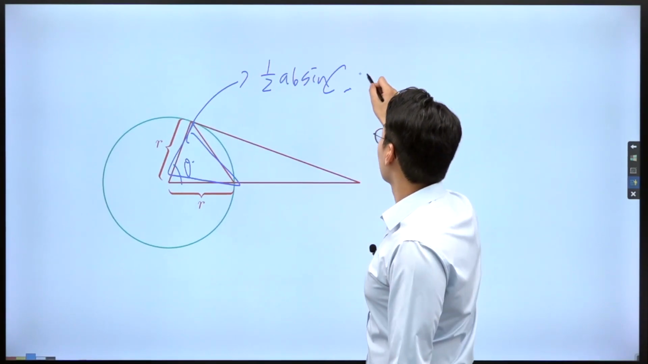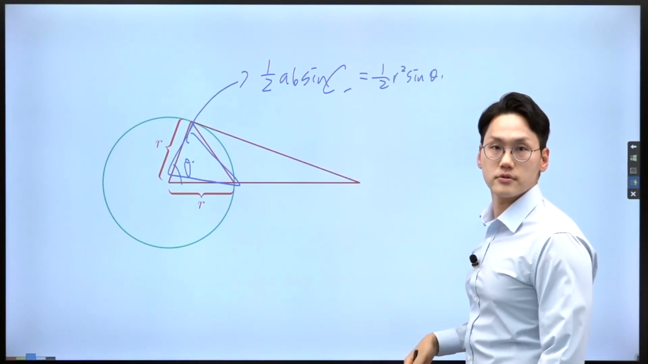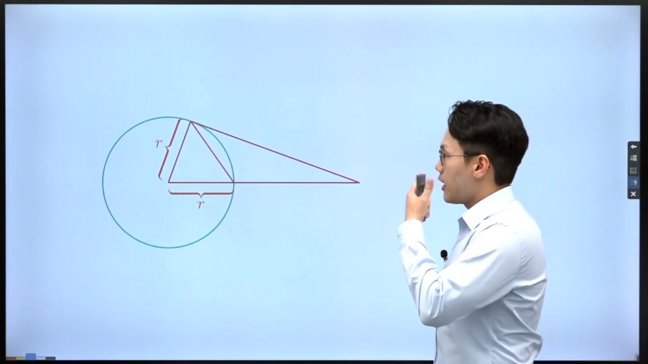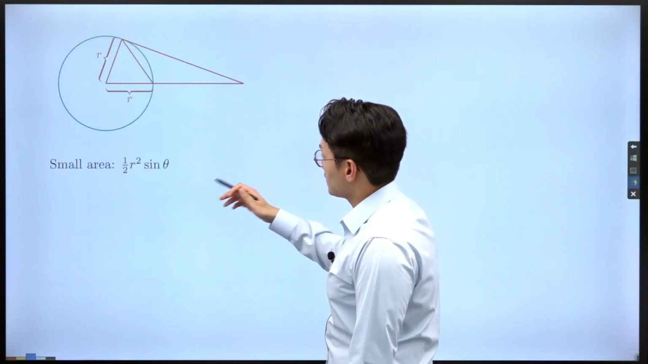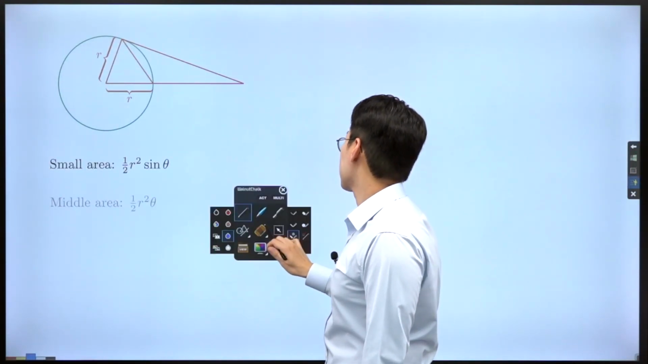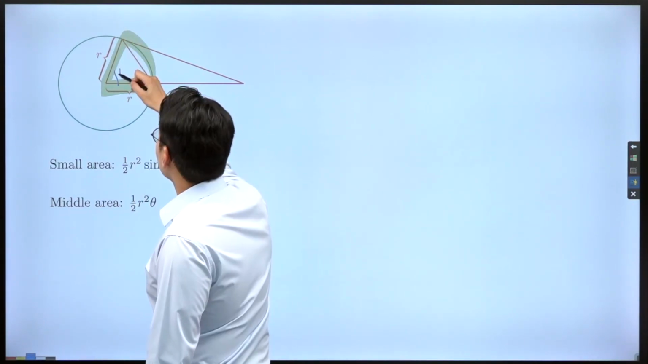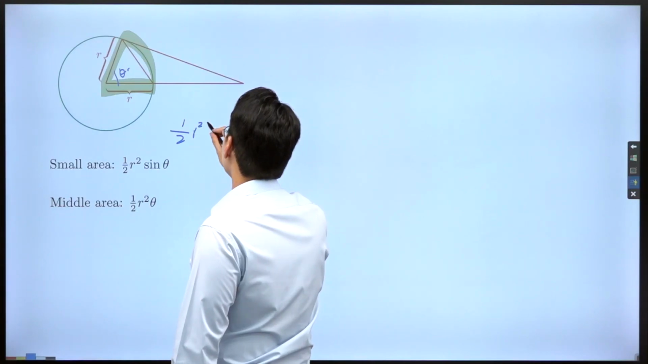So that's going to be just 1/2 r squared sine theta, because it's an isosceles triangle. It's going to be just a product of the length itself. It's going to be a perfect square, no problem. And for the middle part, because that was a small area, that's a sector, isn't it? So for the sector, with the radian measure of the angle theta, it's going to be given as 1/2 r squared theta. That's the formula that we know, right?